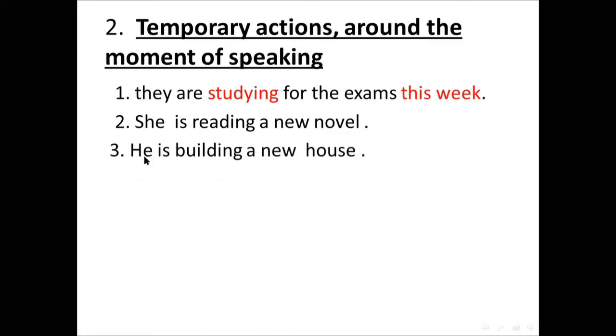Now, number 3 is building a new house. Also, building a house is not easy and it needs a long time to build the house in general. So, this person is busy this period of time to build a new house. Now, all of these sentences show you how we can express temporary actions that stop happening after they are finished.